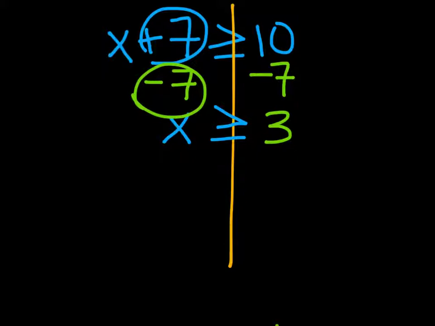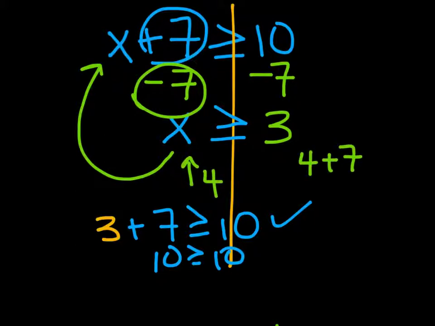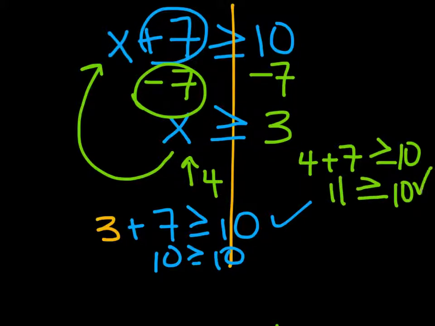That means if I were to put 3 in for x up here, we would have a true statement. So 3 plus 7, is that greater than or equal to 10? Yes, it is. 10 is equal to 10. And then let's also check to see if the greater than also works. So we could say maybe 4. 4 is greater than 3, so 4 plus 7, is that greater than or equal to 10? Yep. 11 is greater than or equal to 10, so that also works. So here is our answer. x is greater than or equal to 3.